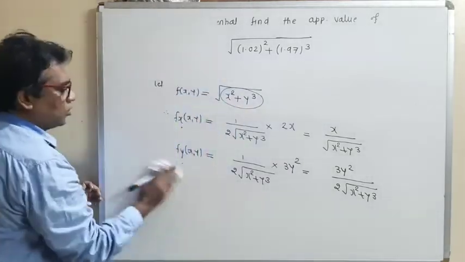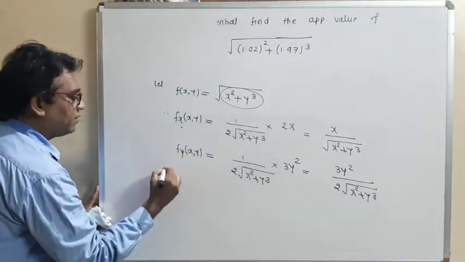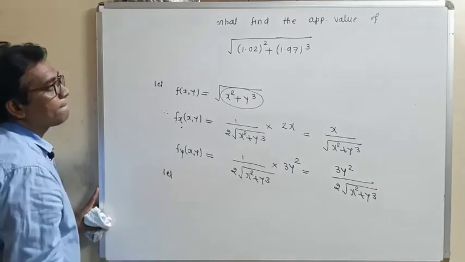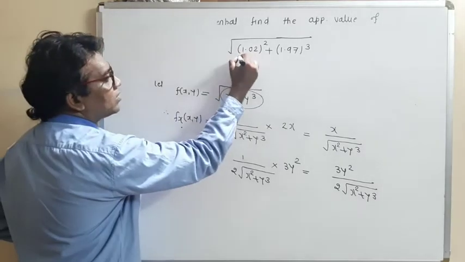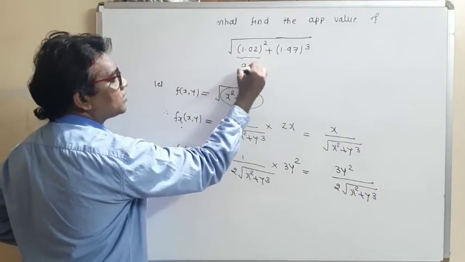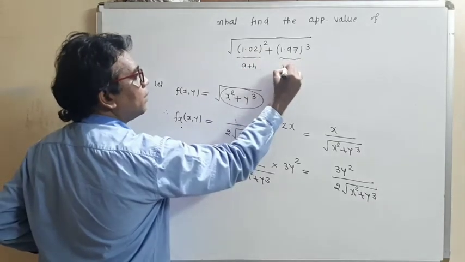Now let us take the numerical values. Write down the numerical values. Now suppose this is our a plus h and this is our b plus k.